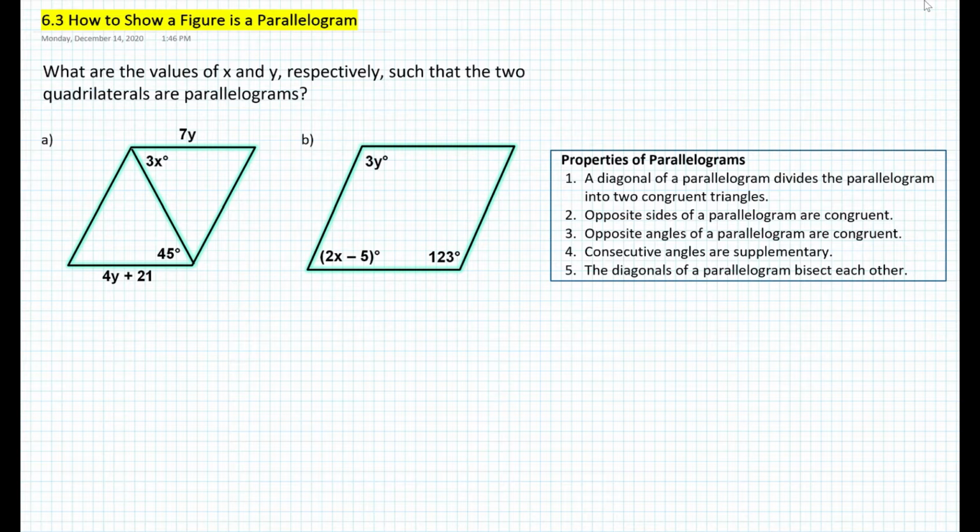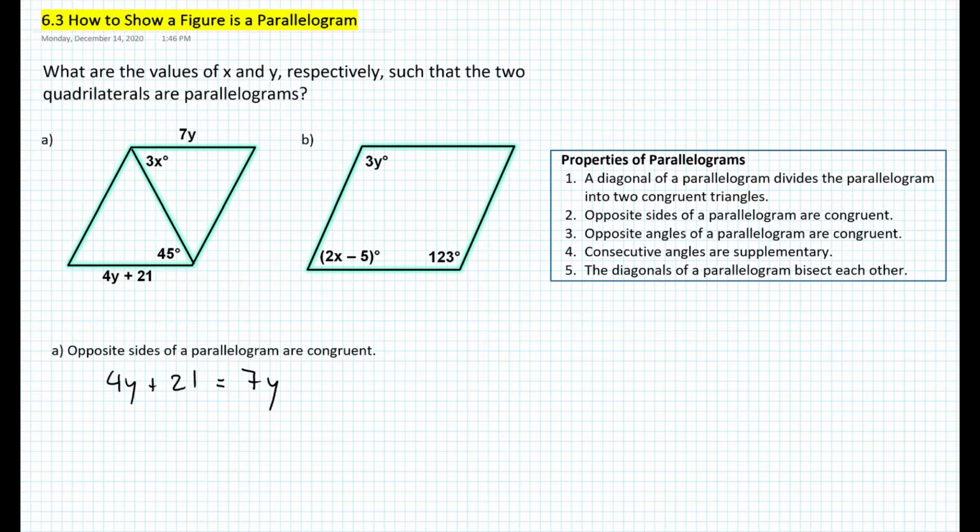So in order to solve for part A, we can use one of the properties here. For example, to solve for y, we can use that opposite sides of a parallelogram are congruent. So how do we solve this then? Well, we can simply write that 4y plus 21 is equal to 7y. And now we just need to simply solve for y, correct?